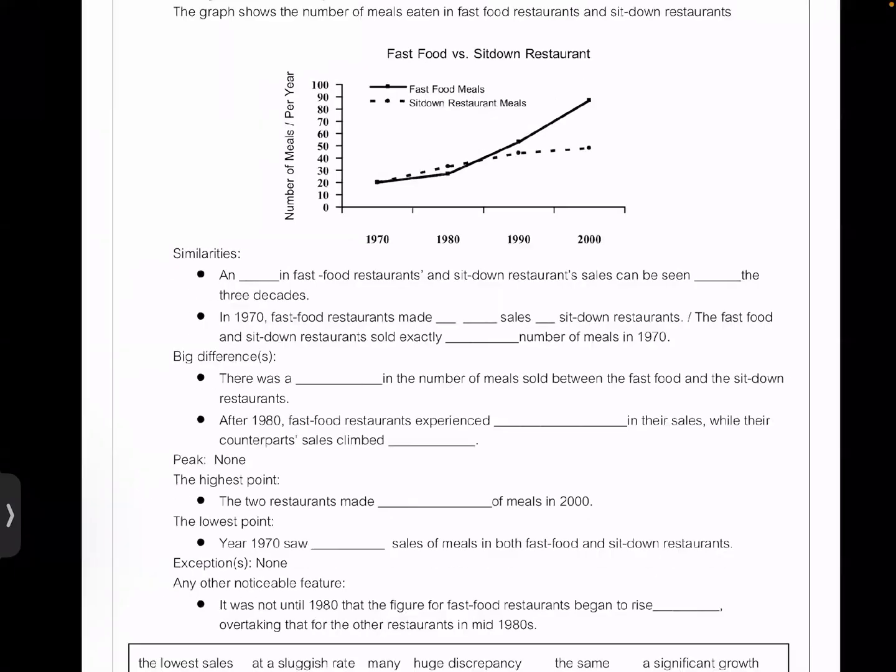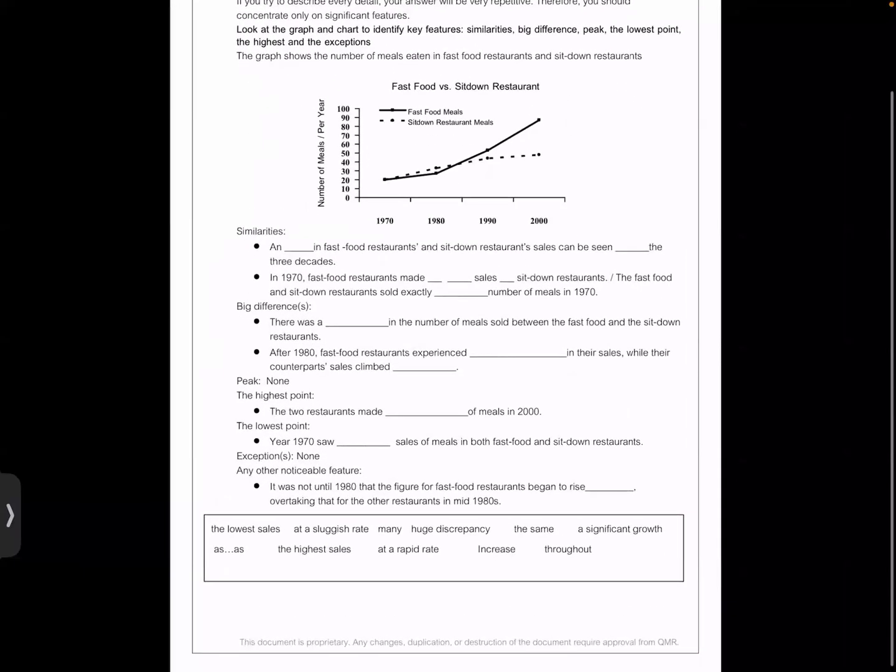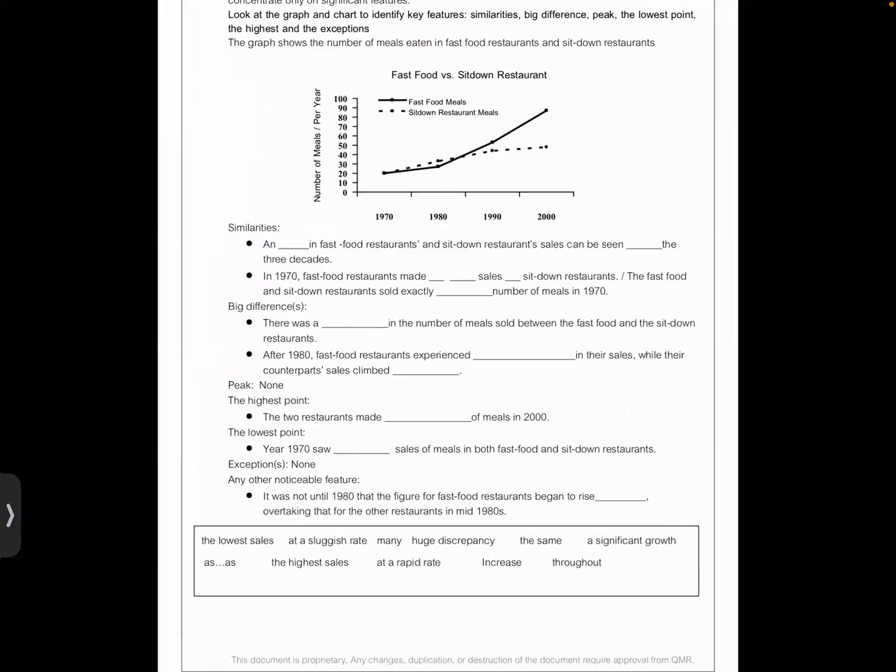Now, I'd like you to take 3 minutes to fill the gaps with words that you can find in the box below. Okay, so one word can be used only one time. So let's take 3 minutes to fill the gaps, and I'll come back and give you the answers.